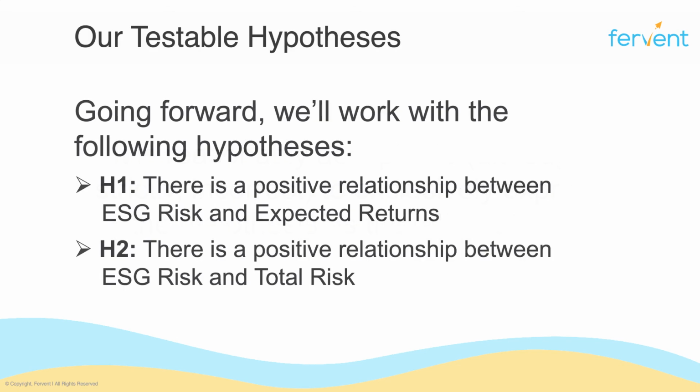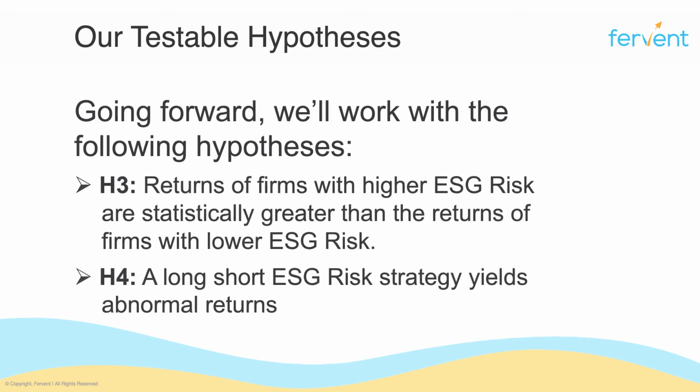Okay, just to wrap up then, going forward, we're going to be working with the following 4 hypotheses. H1, there is a positive relationship between ESG risk and expected returns. H2, there is a positive relationship between ESG risk and total risk. H3, returns of firms with higher ESG risk are statistically greater than the returns of firms with lower ESG risk. And finally, to answer our second research question, H4, a long-short ESG risk strategy yields abnormal returns.